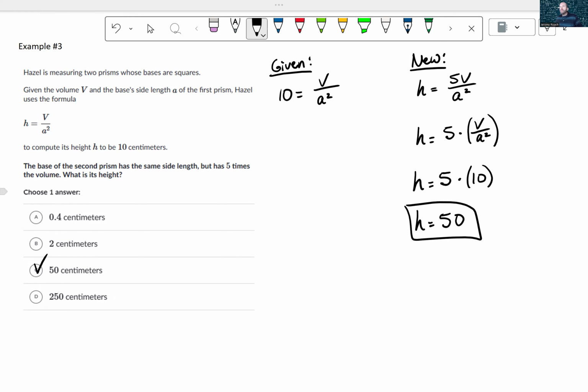Okay, so that is everything on modeling with variables. As you can see, we can model exponentially with graphs. We can model with tables, and we can model with equations.